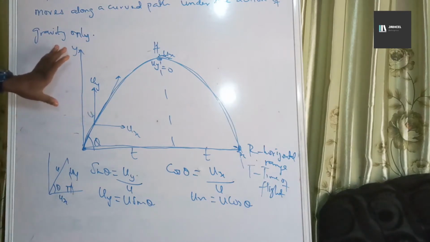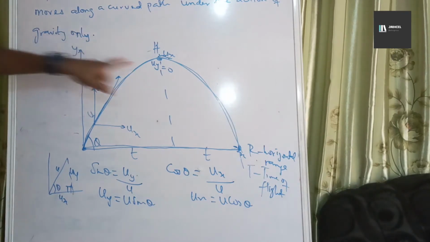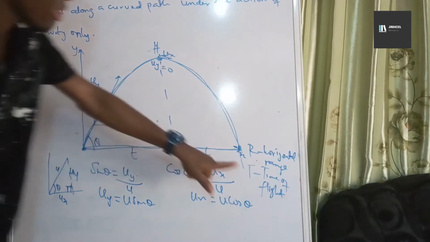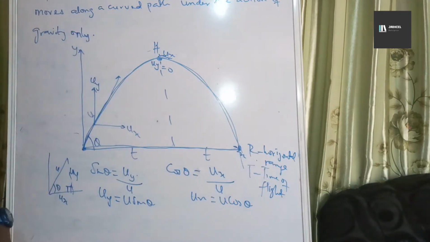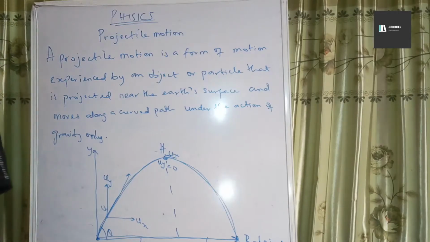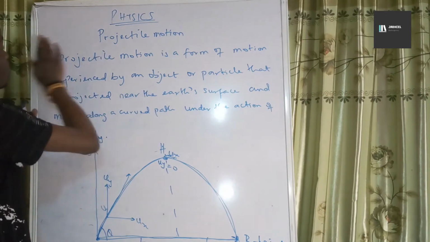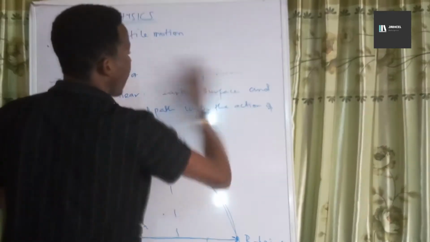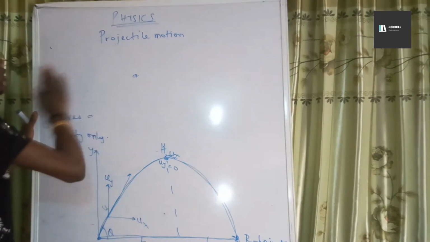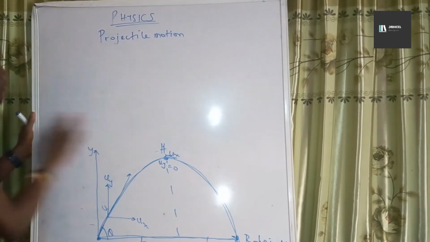Now, looking at all this, we have our vertical distance, that's your height, and you have your horizontal distance, that's called your horizontal range. Okay, so if you could recall, we have what we call our equations of motion.